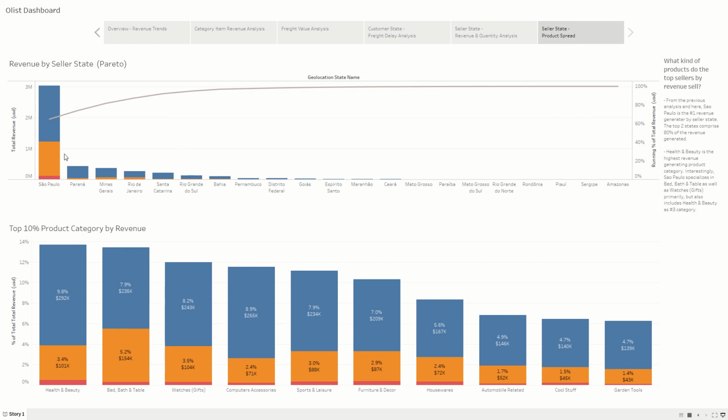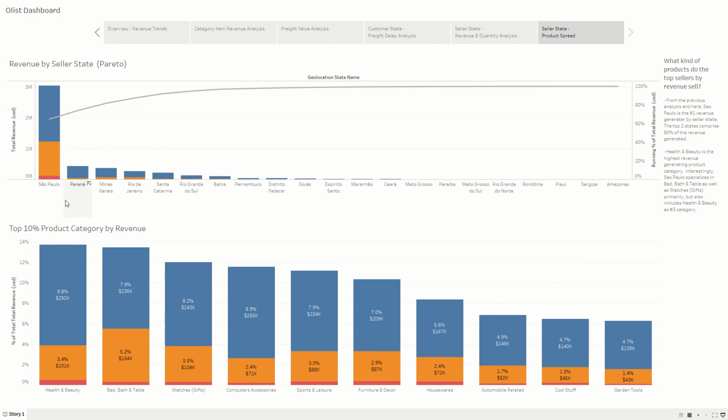So for this chart, Sao Paulo, and we have a Pareto line, which tells you the percentage running total of revenue. We can tell that these first three states are past the 80% mark. These first three states provide 80% of the revenue that we see on the platform itself. So you can tell.